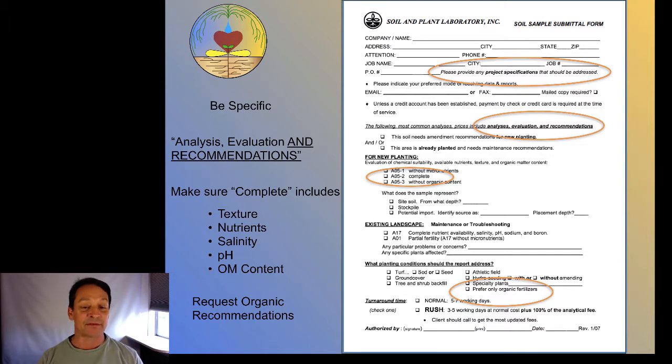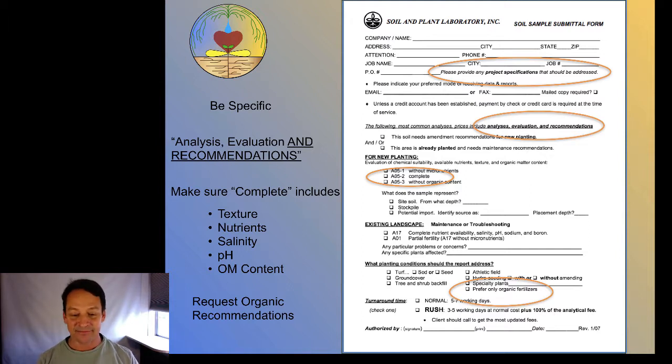And is it from the site soil? Is it from a stockpile? From how deep did you get it? Or is this maintenance or existing landscape? Usually the WELO, the Water Efficient Landscape Ordinance, is going to occur when you get a permit, either for a fairly large renovation or a new landscape. So I would say generally this would be for new planting.